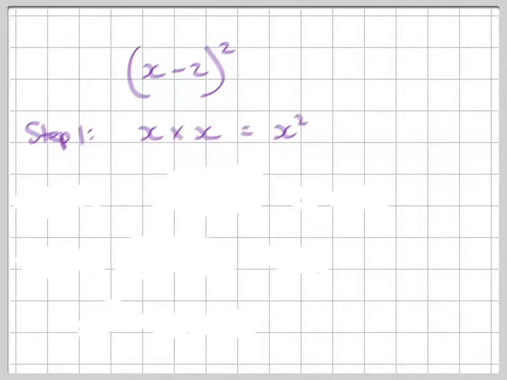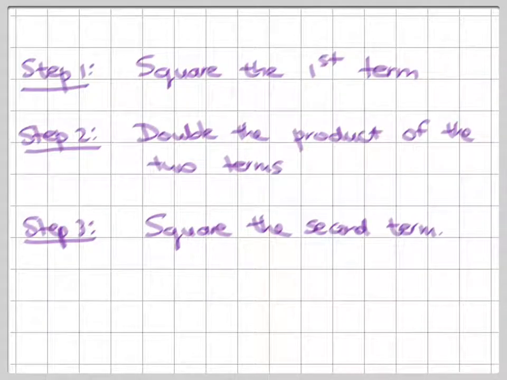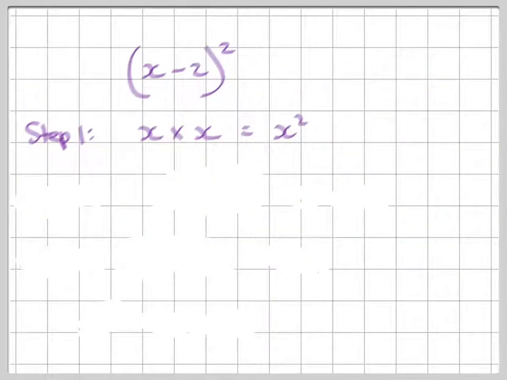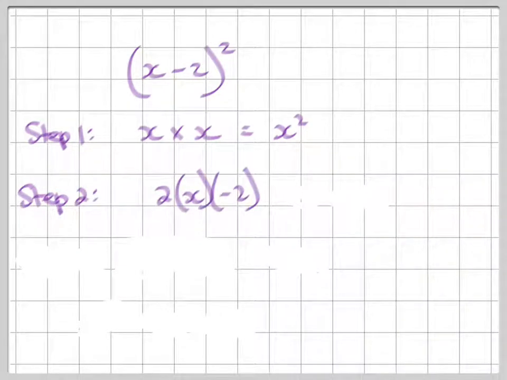The second step, remember, is to double the product of the two terms. So we're going to double the product, in other words, the multiplication. The terms are x and minus 2, so we're going to multiply those two together and double them. So 2 times x and minus 2, and that becomes minus 4x.